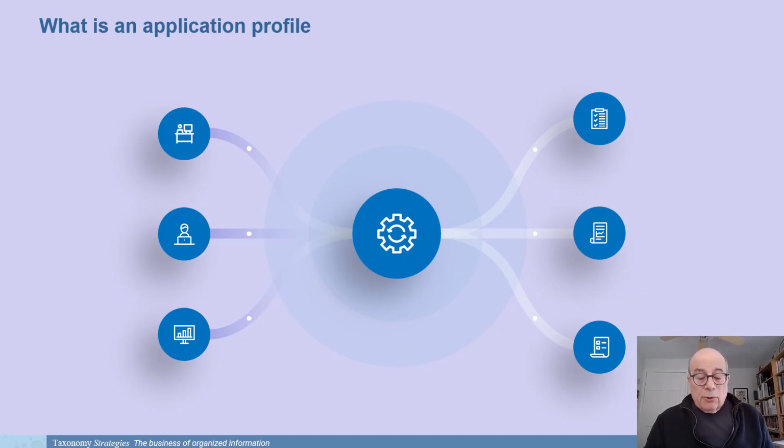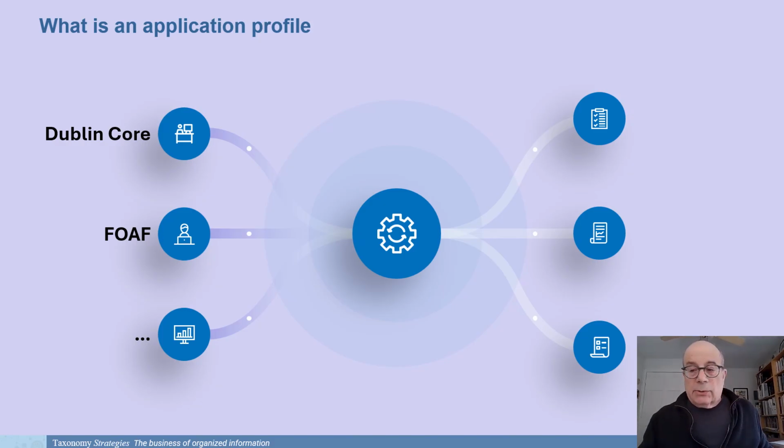An application profile defines a specific set of requirements, settings, and metadata for a particular application to ensure compatibility and functionality. The profile adapts general standards or frameworks to meet the needs of a specific use case. For example, using Dublin Core for bibliographic description and Friend of a Friend for named entity properties, rather than specifying a whole schema from scratch.